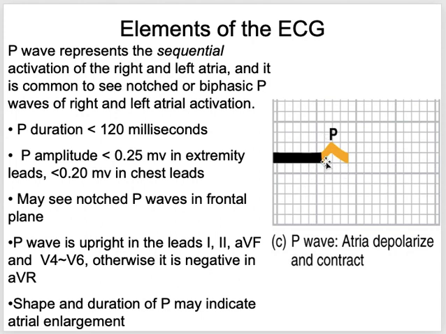And when the P waves are double, we call it P mitral, or they look like M. So P for peak, it is peaked. When it is double, it makes M. So remember mitral.